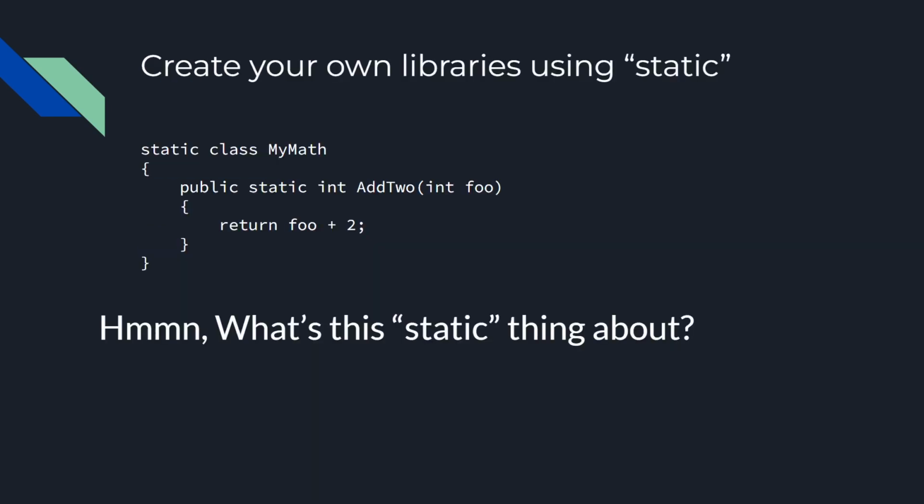So in this case, you see the moment we put that static up there, static class myMath, everything inside there has to be static as well. And it should be public because it doesn't really serve a purpose to be private in there.